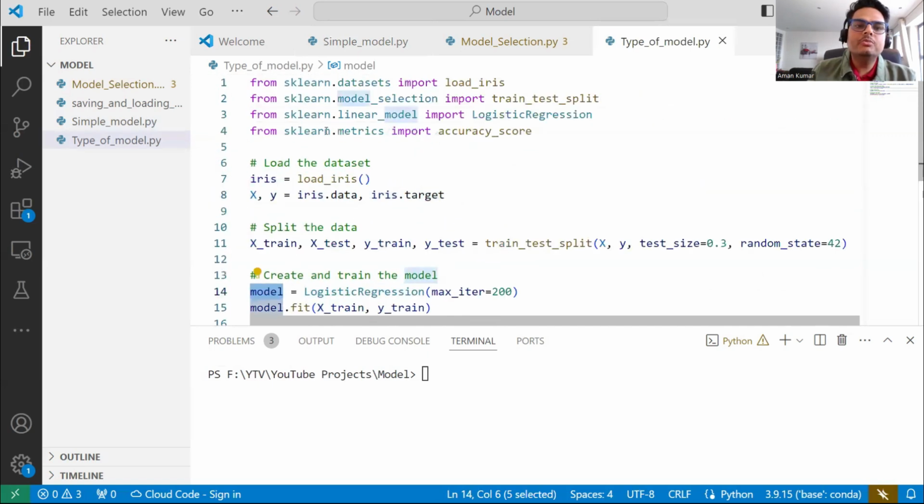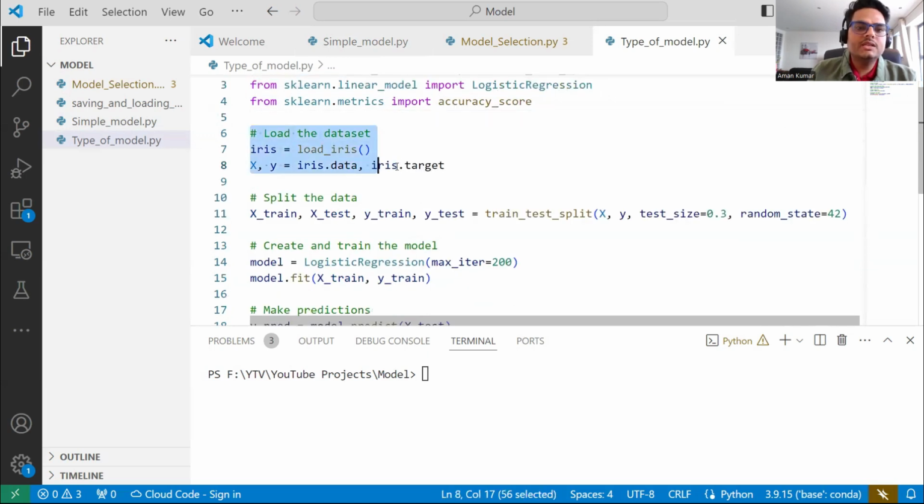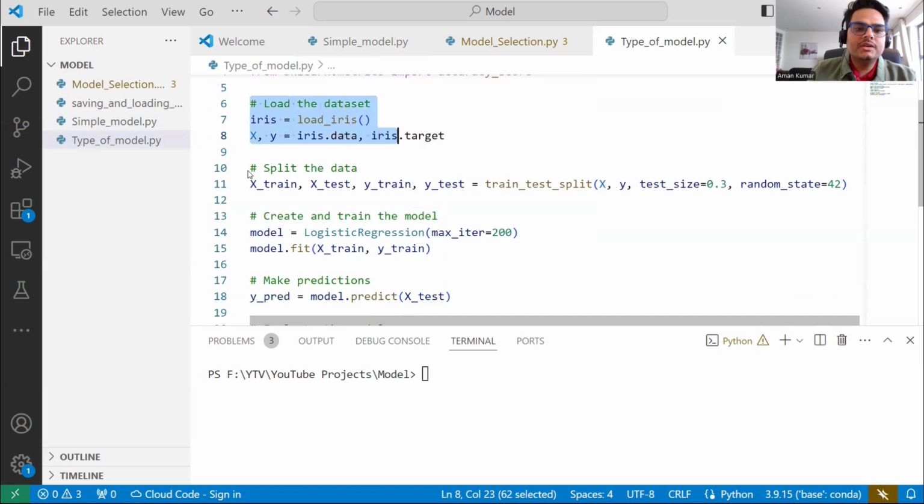So what I'm doing here is importing logistic regression. I'm importing a different data set. I'm breaking this into test and train, and I'm creating a logistic regression model this time. So depending on the situation, you will create different types of models.